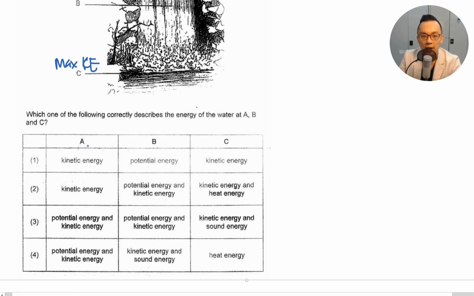So which one of the following? A, KE, KE, PE, and KE, PE, and KE. So these two are correct, because there is KE moving the water down. There's also PE of the water. So at B, PE and KE correct. KE and sound energy correct. At point C, heat energy, nope, not really correct. Point C should be KE and sound energy correct. Okay, because the waterfall is making sound. So the answer is number 3.